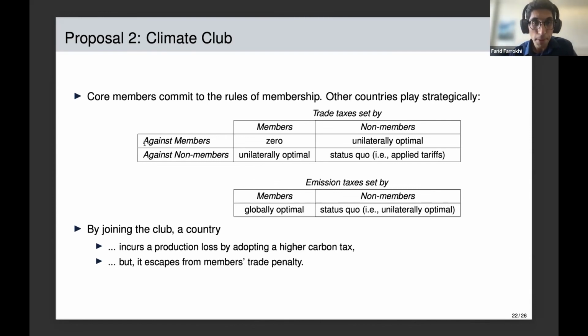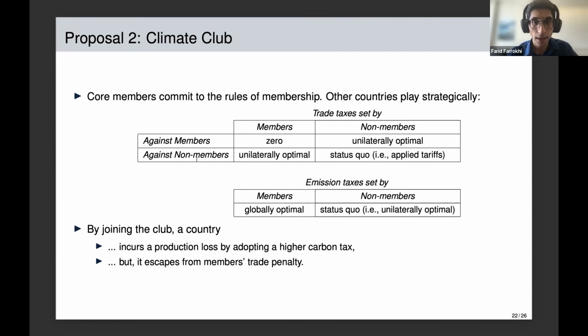So if you are a member country, then you are going to impose 0 taxes against other member countries, but you're going to impose unilaterally optimal trade taxes against non-members. So this is sort of the trade penalty that you impose against them to incentivize them to join.